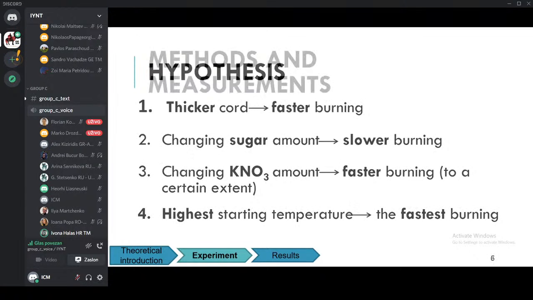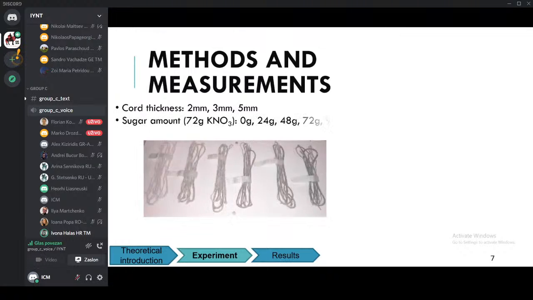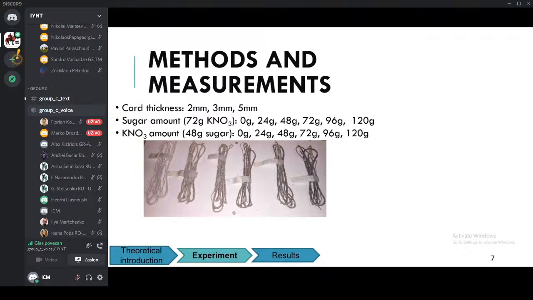In this experiment, I did 2 tests. In the first one, I used fuses made of cord that is 2, 3, and 5 mm thick. Here, I changed the amount of potassium nitrate and sugar in the fuse. In the original recipe, there are 72 grams of potassium nitrate and 48 grams of sugar. But I made fuses with 0, 24, 48, 72, 96, and 120 grams of sugar. In those 6 ratios, I made fuses of all 3 thicknesses. I did the same thing looking for the effect of potassium nitrate on burning time. With 48 grams of sugar, I made fuses with 0, 24, 48, 72, 96, and 120 grams of potassium nitrate.